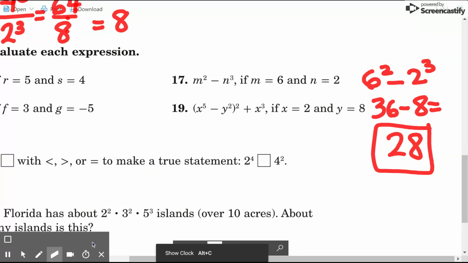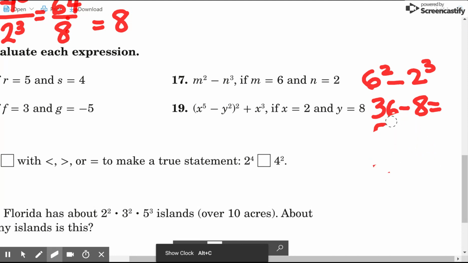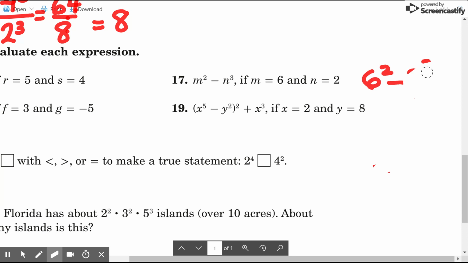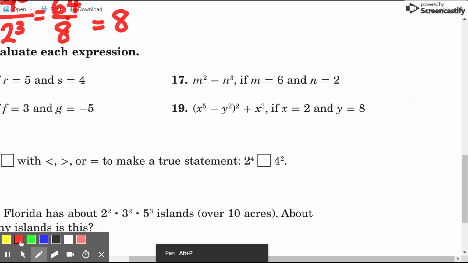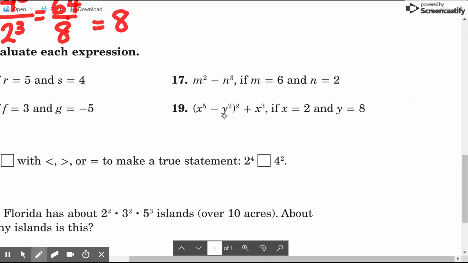Looking at number 19, number 19 says x to the fifth minus y squared, all raised to the second power. So I'm going to rewrite everything except for my x and y now. I'm going to replace that with 2 and 8. So this would be x is actually 2 to the fifth minus y is actually 8 to the second. And then I'm going to raise that to the second power.